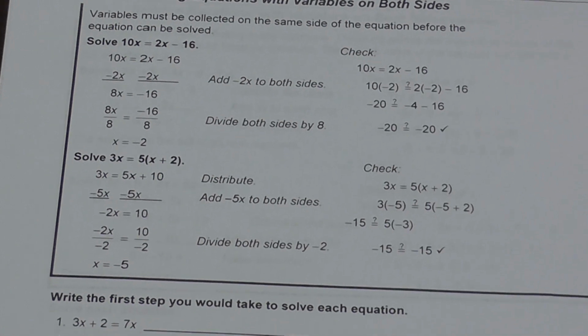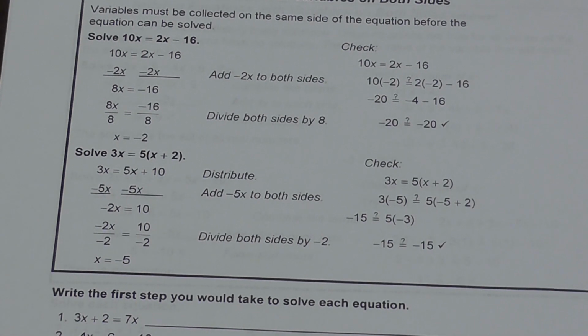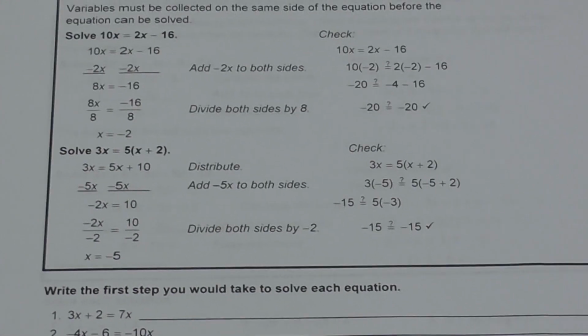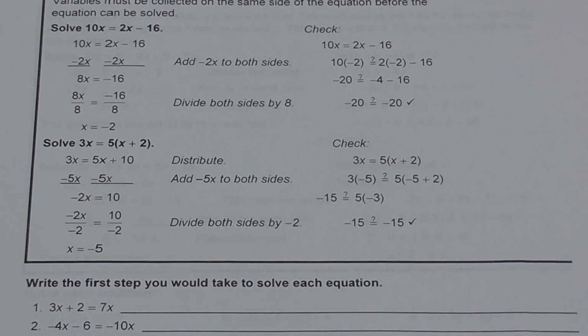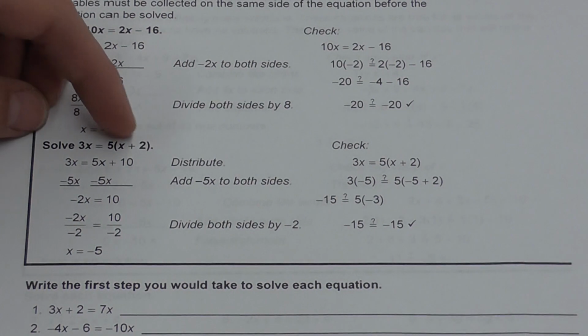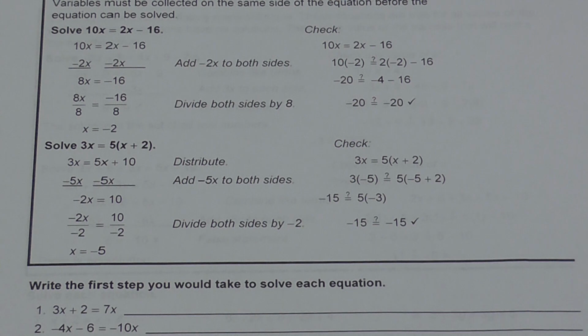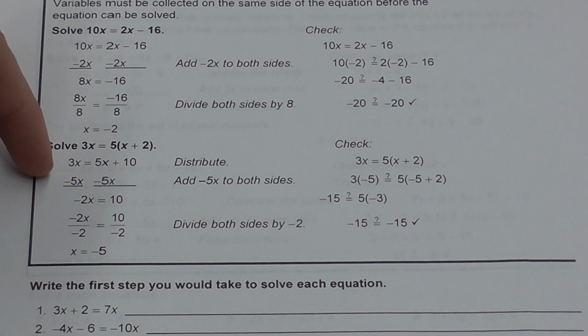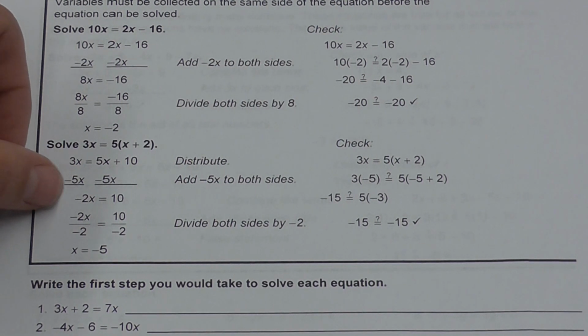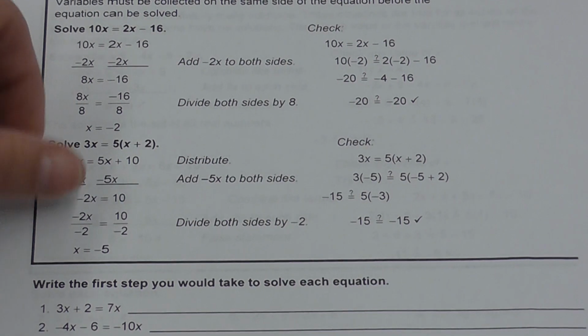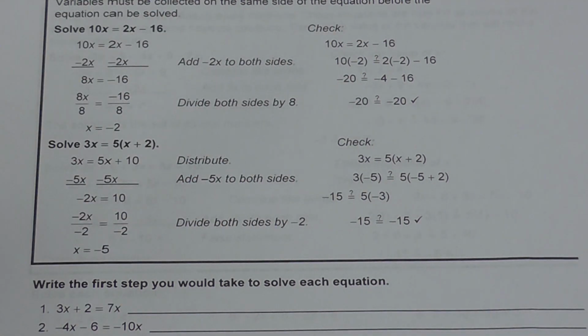Now, just because we know we need to get x's on one side, numbers on the other, doesn't mean we just totally get to disregard things like distribution. So when I have this over here, the very first thing I'm going to have to do is distribute. I've got to get that 5 into the parentheses and get 3x equals 5x plus 10. So when we do that, I now can subtract the 5x from both sides, and I get 3x minus 5x. So that's negative 2x.